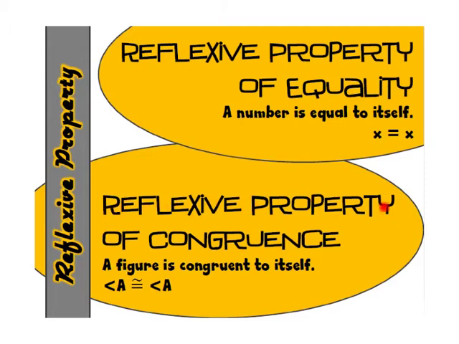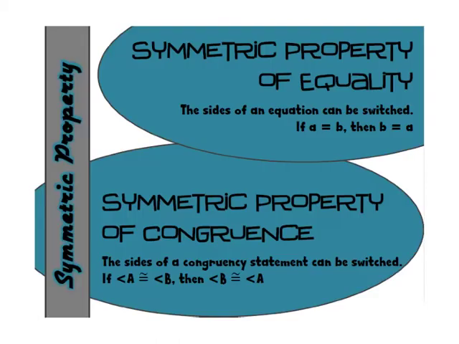The reflexive property of congruence states that a figure is congruent to itself, so angle A is congruent to angle A. The symmetric property of equality states that the sides of an equation can be switched. So if A equals B, then B equals A. Think of something that is symmetric is the same on either side, so it doesn't matter which order you put them in. The symmetric property of congruence states that the sides of a congruent statement can be switched. So if angle A is congruent to angle B, then angle B is congruent to angle A.